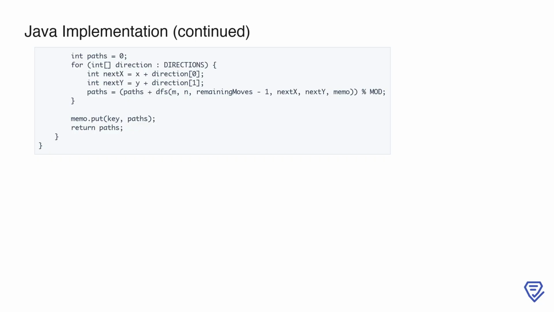Once all directions have been explored, we store the computed number of paths in the memoization table with the current state as the key. This ensures that if the same state is encountered again, we can retrieve the result directly without recomputation. Finally, we return the total number of paths for the current state, completing the recursive process.